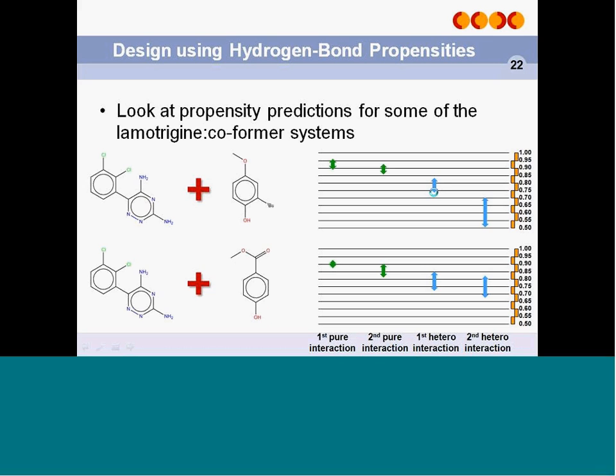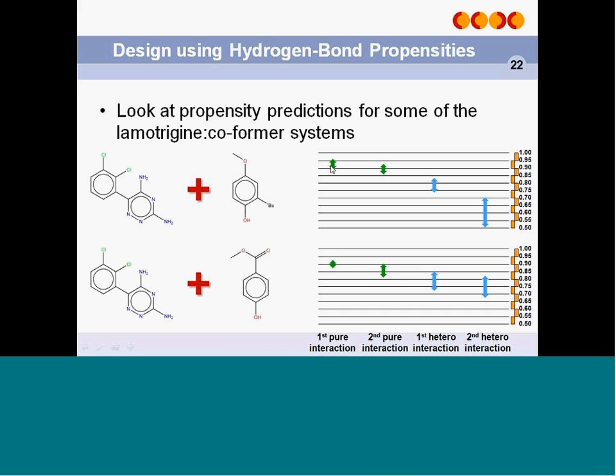So what I'm looking at here is two of the possible co-formers that Cheney and co-workers used. At the top we have butylated hydroxyanisole, and at the bottom we have methylparaben. If you look to the right-hand side, I've shown some depictions of the hydrogen bond propensities. Because this is a statistical method, what we have here is the range, the bounds of the propensity that's been calculated by the model.